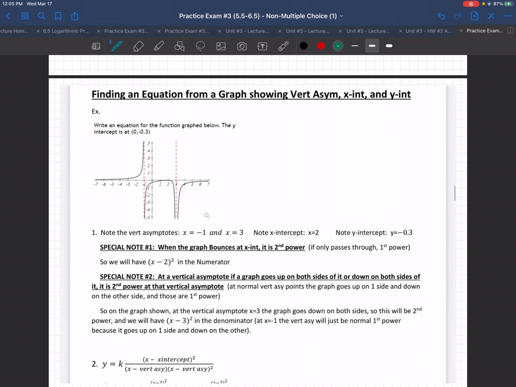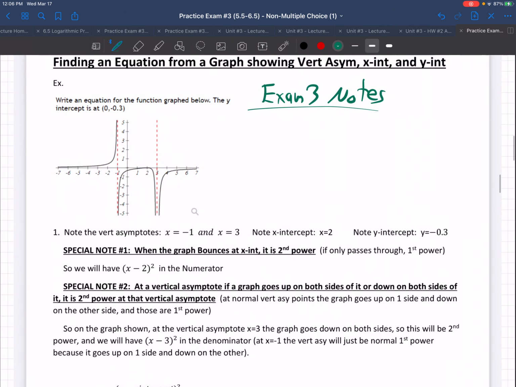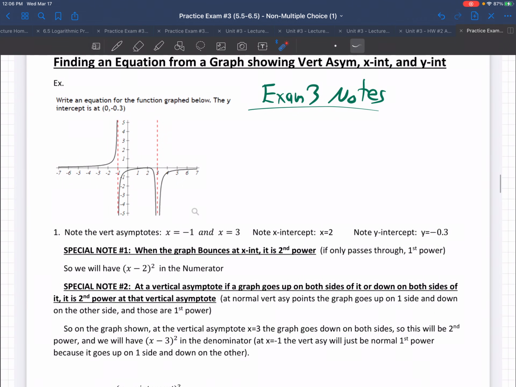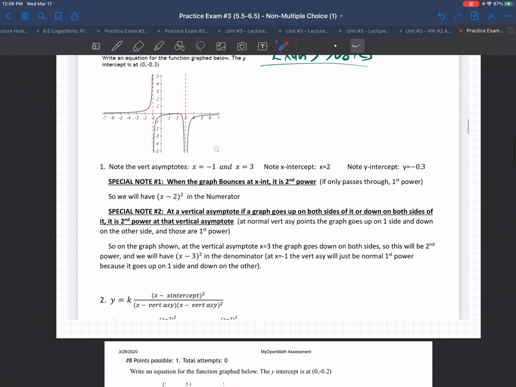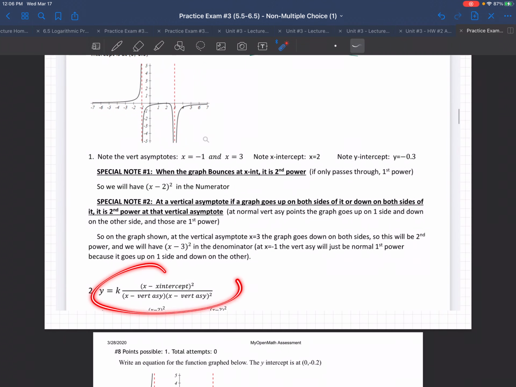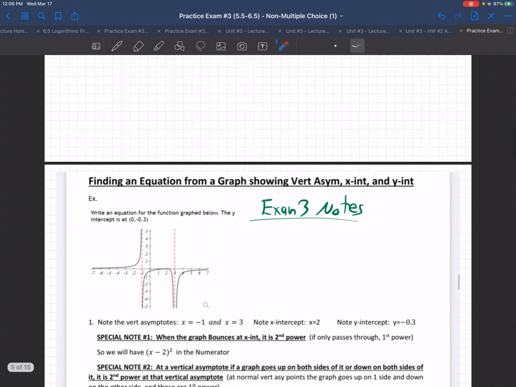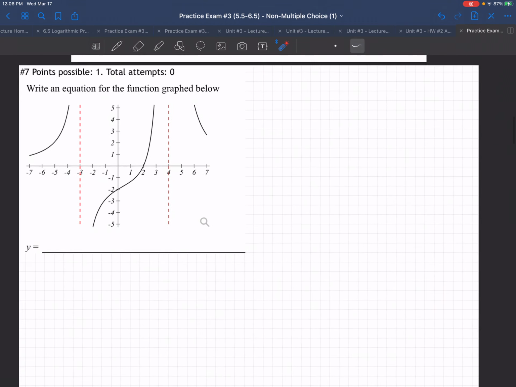This is the exam 3 notes. And you can see I'm going through an example here, and I'm showing that basically when it comes down to it, the x-intercepts are going to be on the top and the vertical asymptotes are going to be on the bottom. Okay, let's start with that idea.